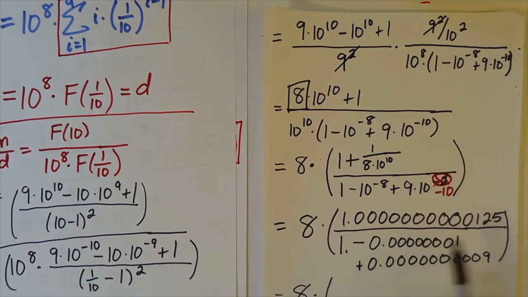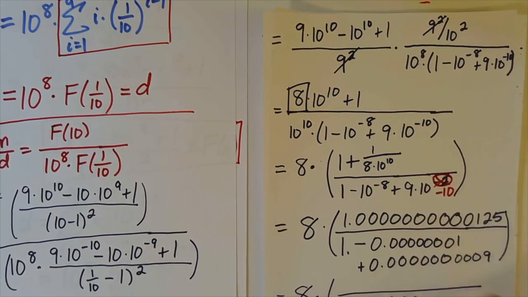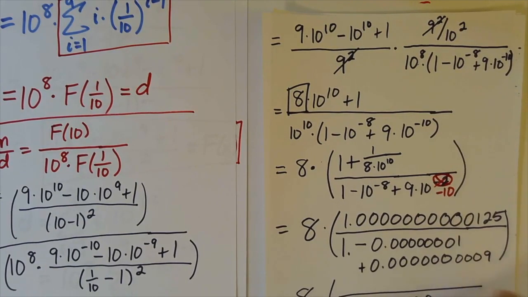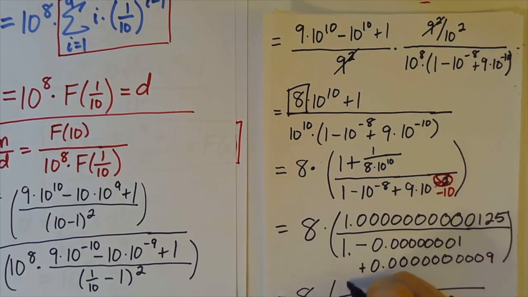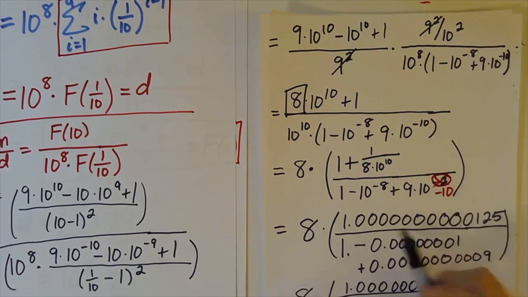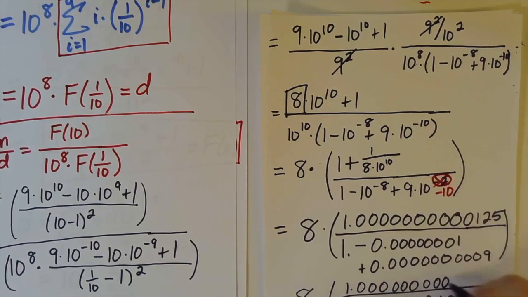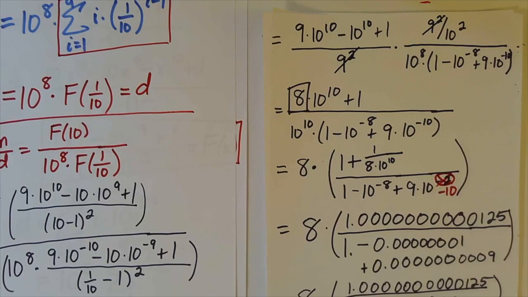And so how many zeros is it? It's 1, 2, 3, 4, 5, 6, 7 zeros. So that means my denominator here is 0.9999919. Okay. And my numerator here is 1 point, and then that same thing. 1, 2, 3, 1, 2, 3, 1, 2, 3, 1, 2, 5. Okay. Like that.